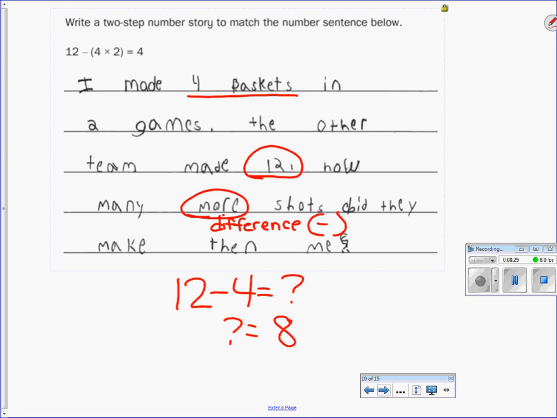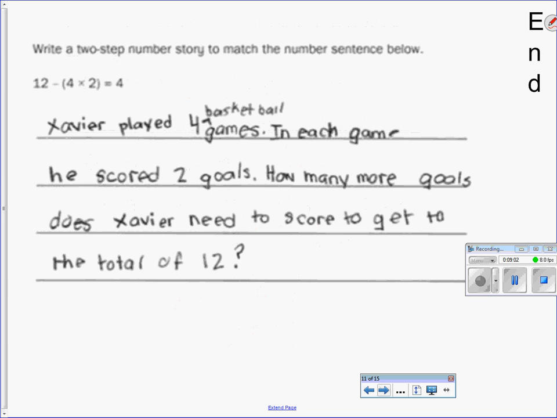So if I go back and say, is it represented for this? No. She does have the total, but she doesn't represent the groups and how many are in each group. Okay, so this would not be a good representation of my number model, which I have right here: 12 minus 4 times 2, and that 4 times 2 is in parentheses, equals 4. So this would not be a good representation.